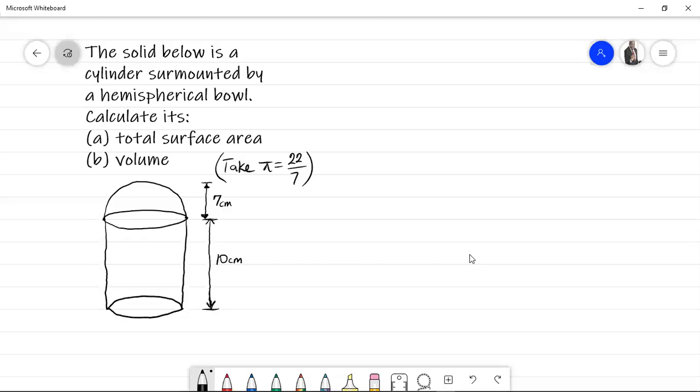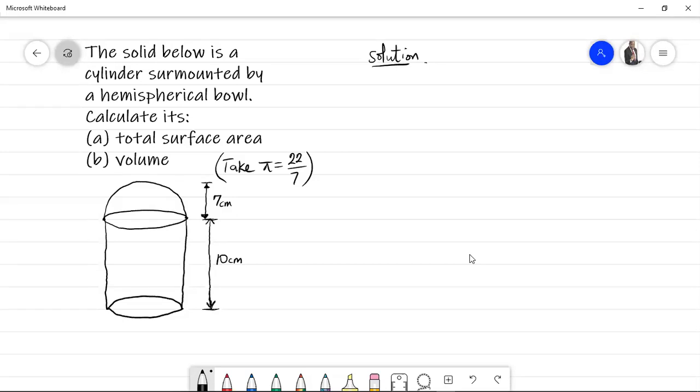Let's take a look at this next example again on surface areas and volume of solid shape. So here we have a solid below, which is a cylinder surmounted by a hemispherical bowl. We have to calculate the total surface area and also the volume. So I'm going to start my solution right from here to show how to solve this.